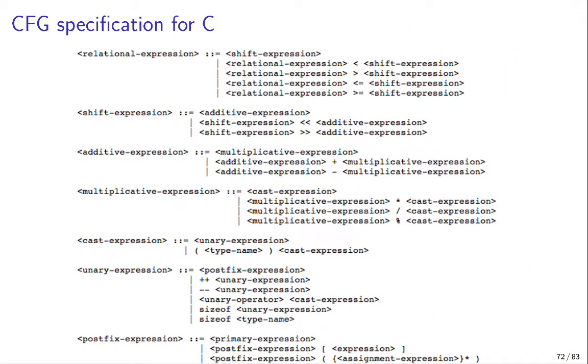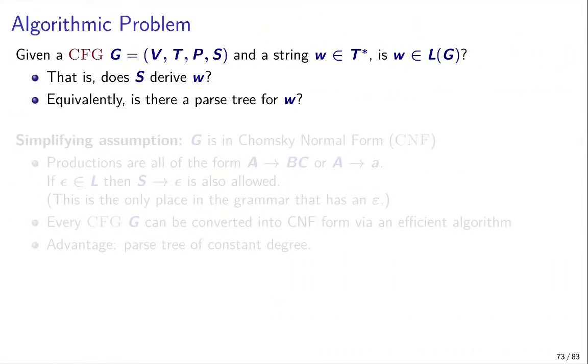Here's, for example, a context-free grammar for the language C or some subset of it. There are some languages that are not context-free. For example, C++, I think the grammar is more complicated, and parsing a C++ program is a real nightmare. Okay, anyway, so the official problem is the following.